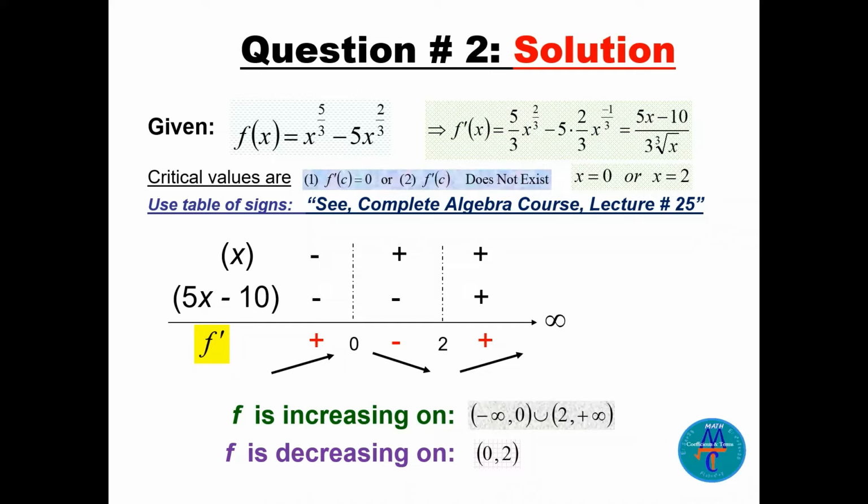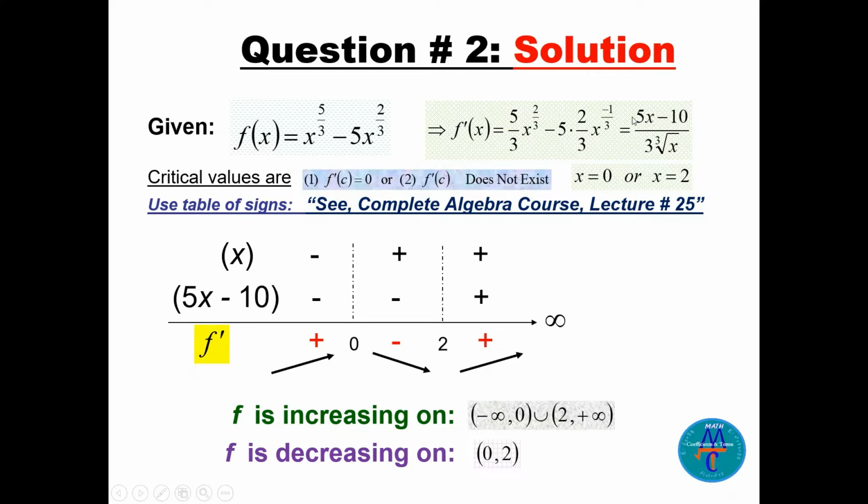Then we find the LCD. So in the first term here, we can multiply up and down by x to the power 1 over 3. So we will get 5x minus 10 divided by 3 cube root of x. This is the final expression for the derivative f prime. Now we need critical values. They occur if f prime at c is equal to 0 or f prime at c does not exist.